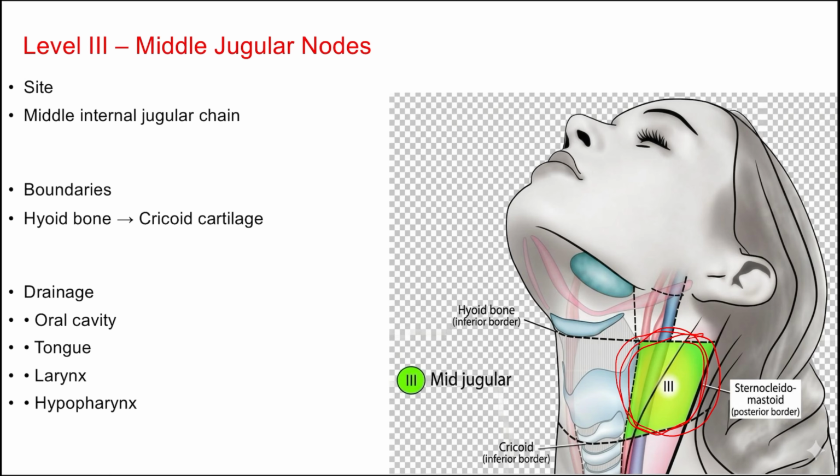So this middle jugular group of lymph nodes lies along the middle part of the internal jugular vein, and these nodes receive lymphatic drainage from structures including the oral cavity, tongue, larynx and hypopharynx.